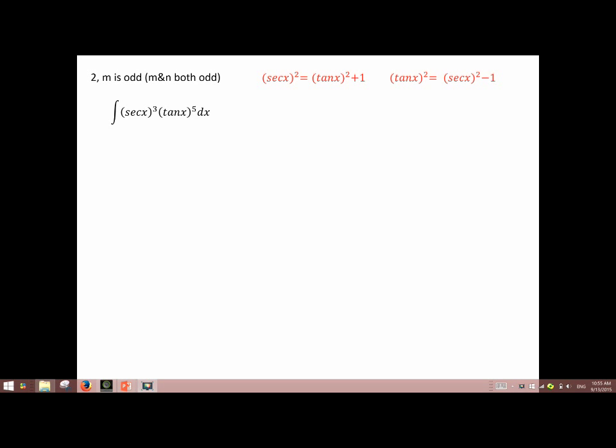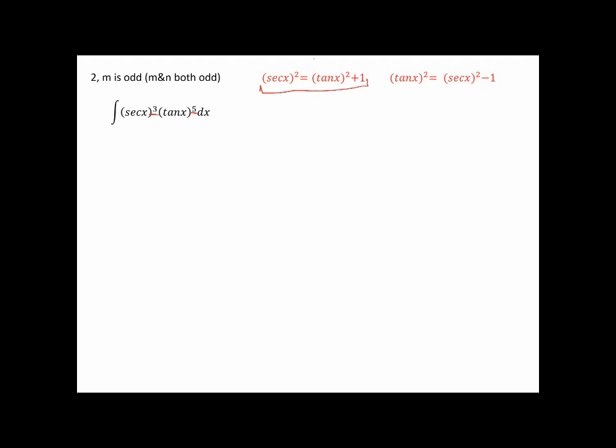So let's see the second problem type: m and n are both odd numbers. You're going to see a problem like secant x cubed tangent x to the fifth. They both have odd powers. The key formula is always this one, and you can rewrite it this way. Let's see how we solve this.